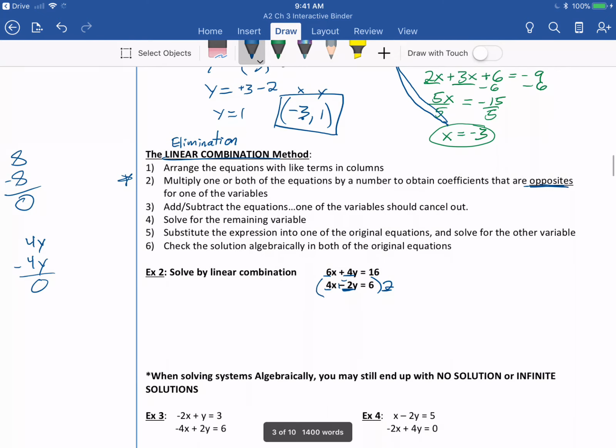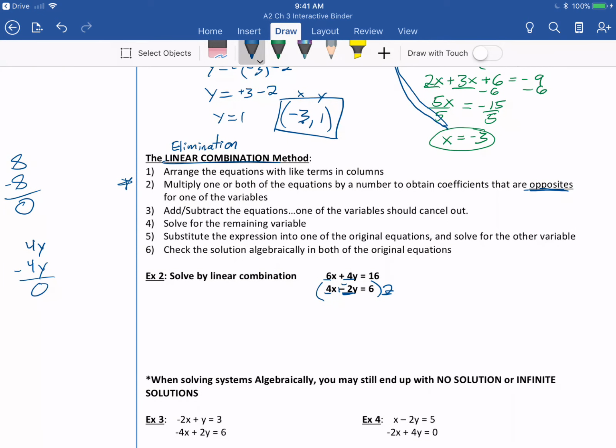Awesome. So here we go. The top equation I'm not going to change at all, I'm just going to move it over here. So I get 6x plus 4y is equal to 16. The bottom equation, everything needs to be multiplied by that 2. So 4 times 2 is 8x plus negative 4y is equal to 6 times 2, which is 12.